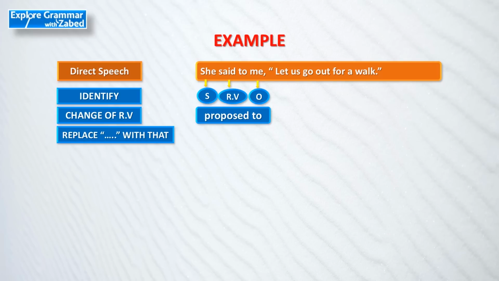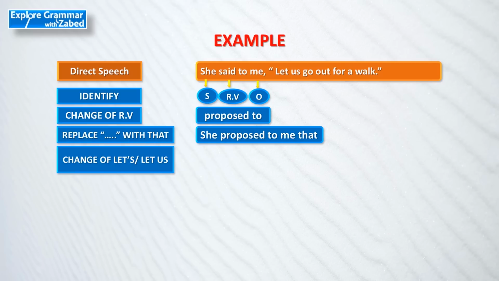Third step is the replacement of the inverted comma with that. So the sentence looks like she proposed to me that. Fourth step is a change of let's or let us. As we can see, the subject of the reporting speech is third person and object is first person. So let us will be changed to we should.